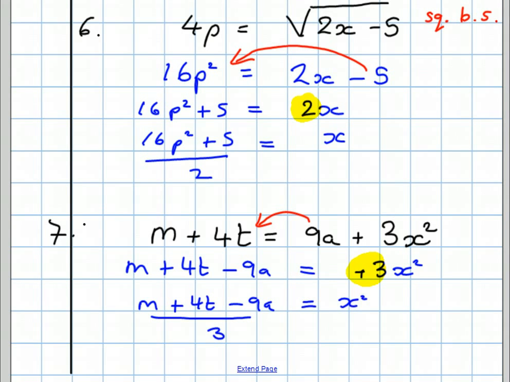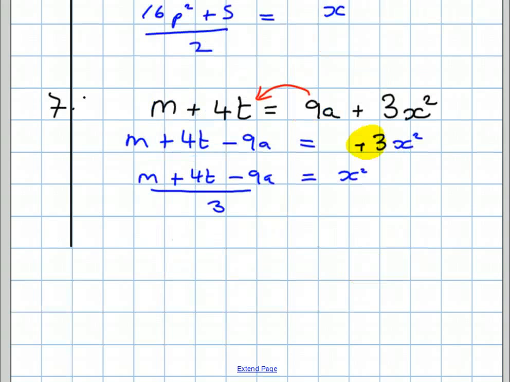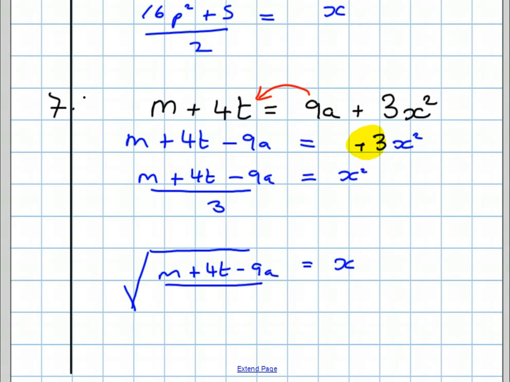Now in the exam, you're probably not far away from getting full marks. There's perhaps one or 2 marks to be gained. How do we finish this off and make x the subject? Well, we square root the whole expression. So we get x equals the square root of m plus 4t minus 9a all over 3.